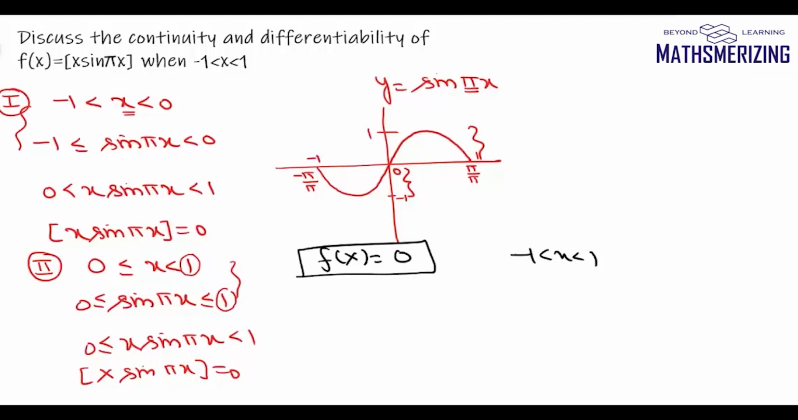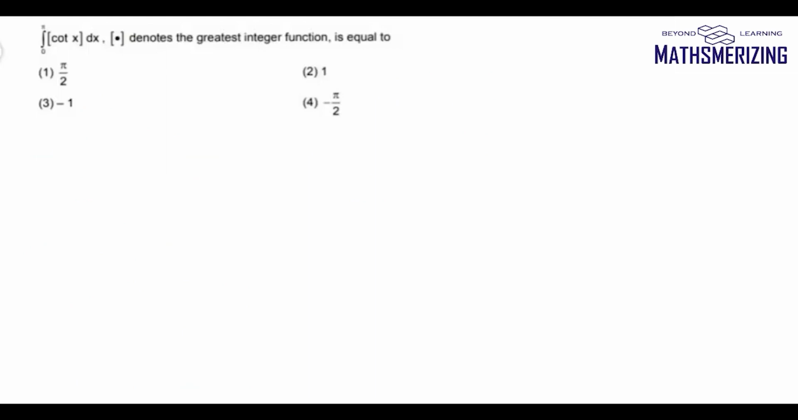And any constant function in an open interval is both continuous as well as differentiable. So the answer is, this function is continuous and differentiable in -1 to +1. Now the question is, solve the integral from 0 to pi of the greatest integer function of cot x dx. So I'll need to solve this question.